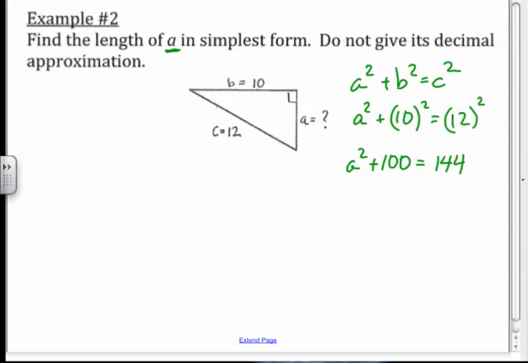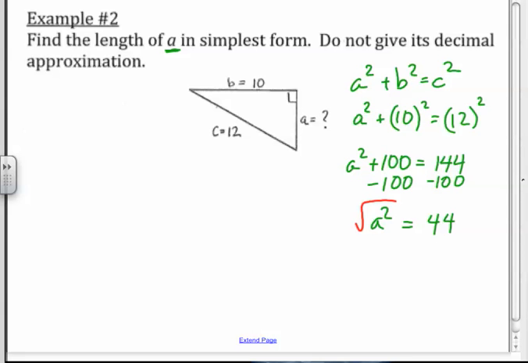I'm solving for one of the legs, and I'm going to subtract 100 from both sides to get the a squared by itself, right? And that's going to give me a squared equals 44. But remember, guys, I don't want to know what a squared equals. I want to know what a equals. So I take the square root, and that's going to give me a, right?